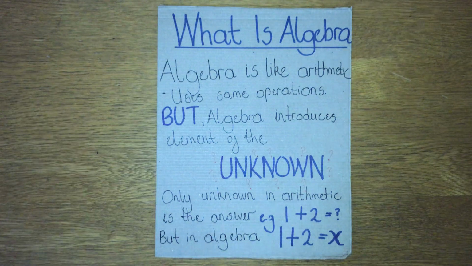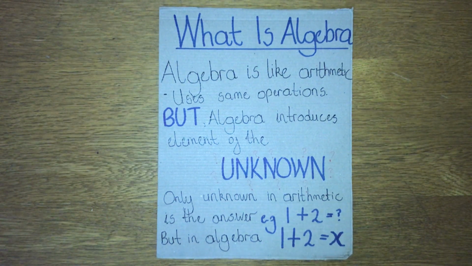Now, what is algebra? Algebra is like arithmetic. It uses the same operations, but algebra introduces an element of the unknown. The only unknown in arithmetic is the answer. 1 plus 2 we know is 3. But in algebra, that answer is represented by a letter. In this instance, x.